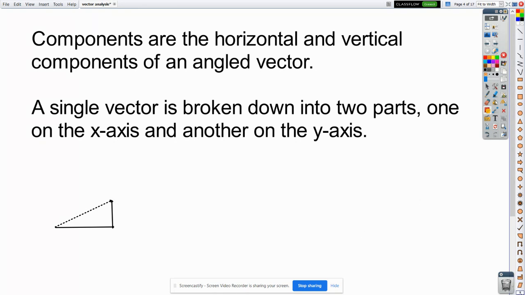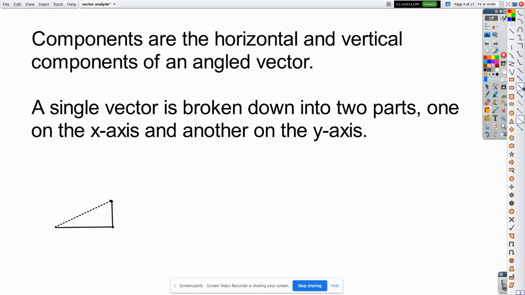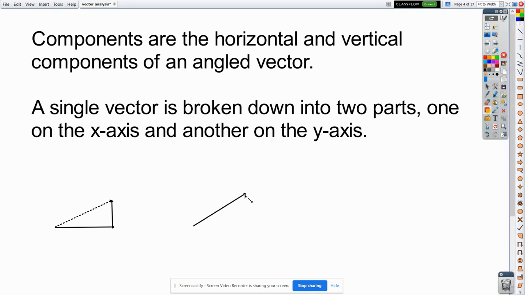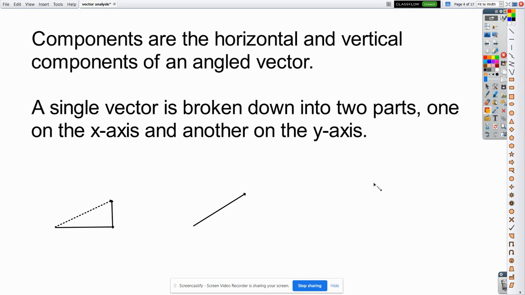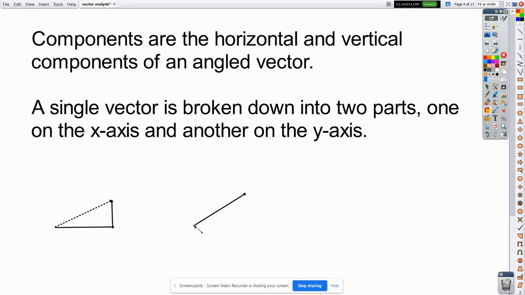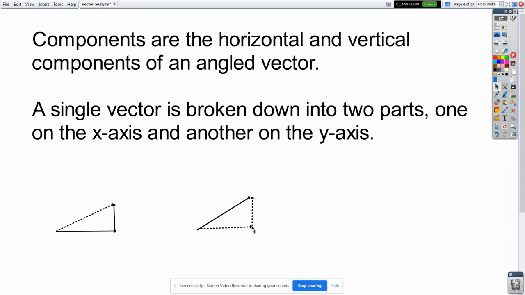When you're doing components, it's backwards. We moved up and to the right. So the components would be how far to the right I've gone, this arrow, and how far up I've gone, that arrow. Those two dashed arrows would be the components. And it tells us how far in the horizontal I've gone, how far in the vertical I've gone. So they're kind of the opposite of one another.